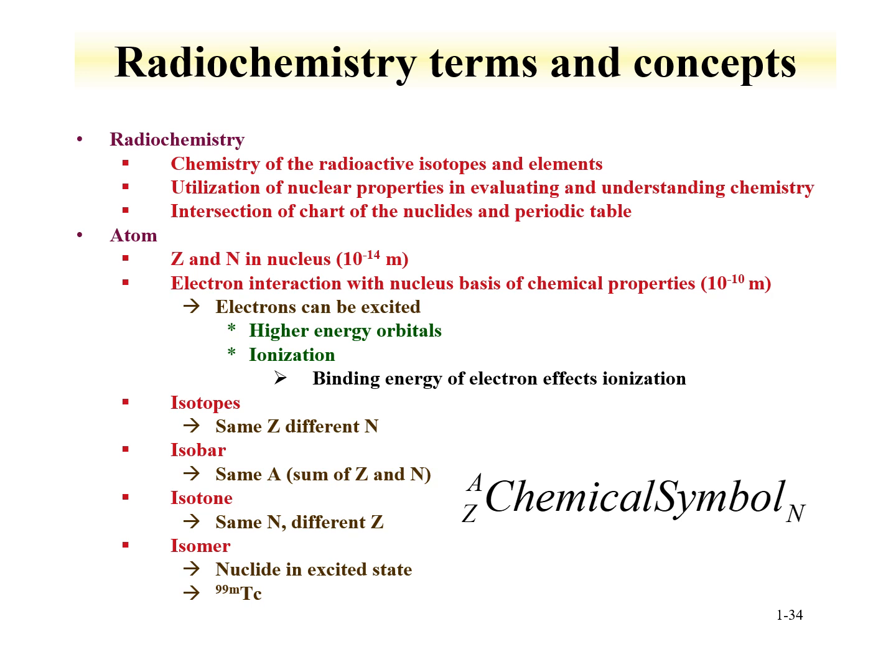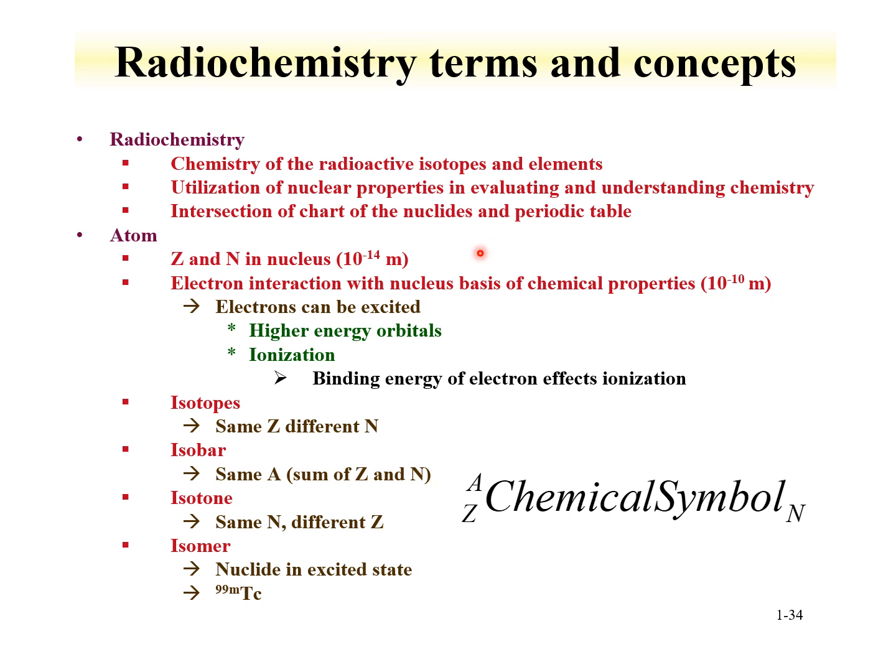So we should start by discussing the definition of radiochemistry. There's a few different definitions people use. One could be the chemistry of radioactive isotopes and elements, utilization of nuclear properties in evaluating and understanding chemistry, and one that I like is the intersection of the chart of the nuclides and the periodic table. I prefer this one because it shows that the chart of the nuclides are nuclear properties, the periodic table of chemical properties, and as a radiochemist you transition back and forth between nuclear properties and chemical properties.